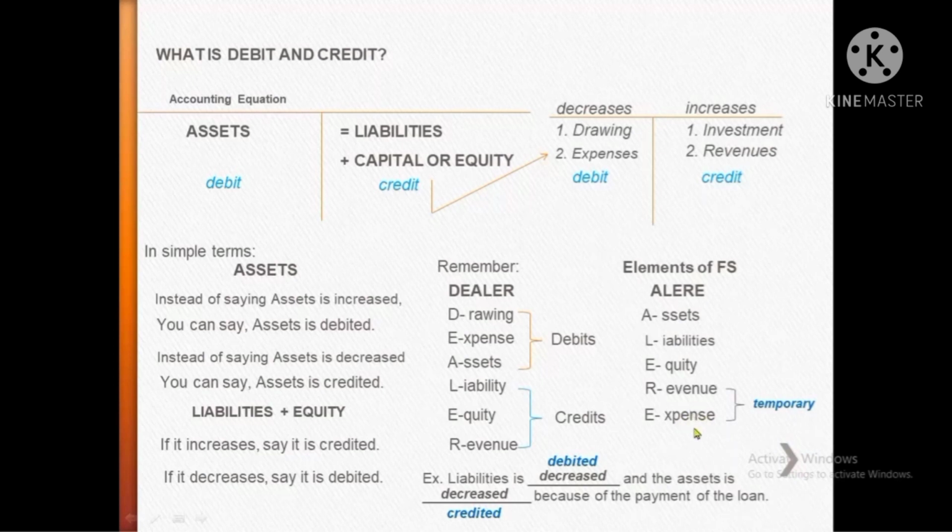And if these are temporary accounts, the assets, liabilities, and equity are called real accounts or permanent accounts, and sometimes called the balance sheet accounts. So that's the end for this topic. Although there is still one thing that I'd like to emphasize before we go back to the journal entries, and that's up next.